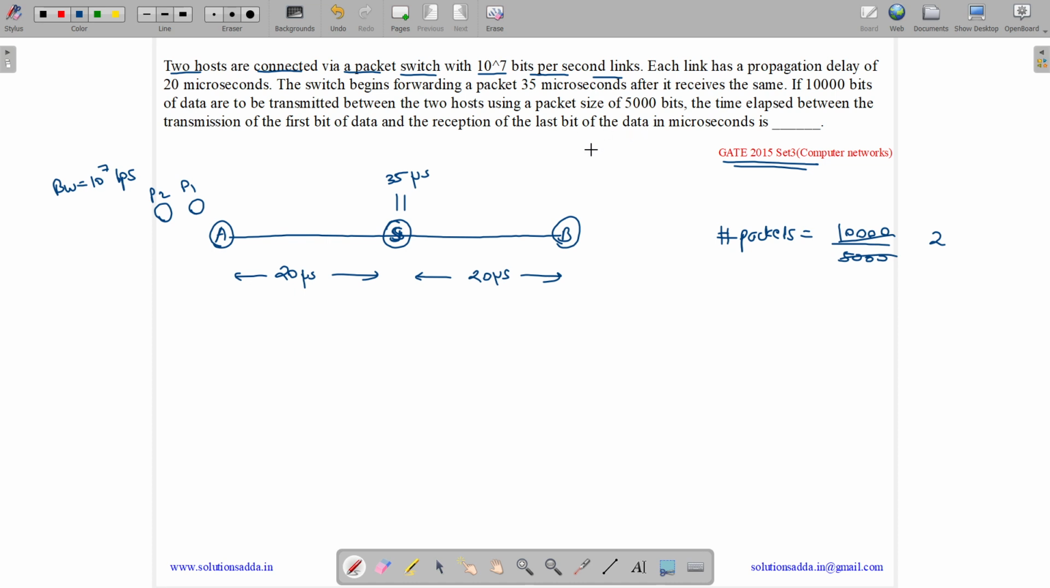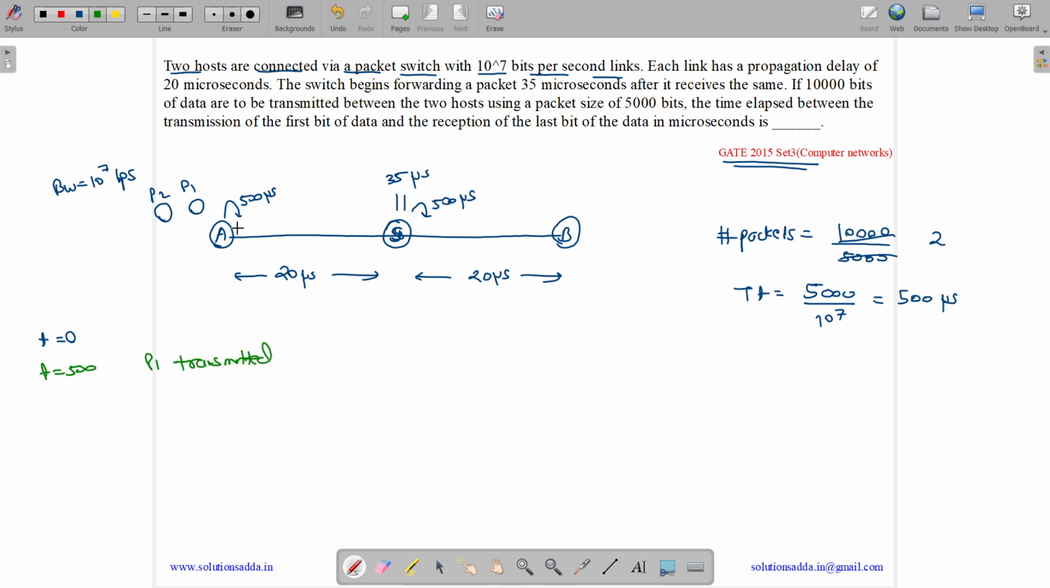So at time t equals 0, first of all let us calculate our transmission time. Transmission time tt equals the length of our packet, which is 5,000 bits, divided by bandwidth, which is 10 to the power 7. It comes out to be 500 microseconds. So it will take 500 microseconds to transmit over here, and it will also take 500 microseconds on the second link. Now at t equals 0, the packet starts. At t equals 500, packet 1 is completely transmitted.